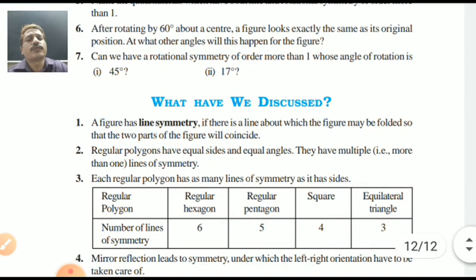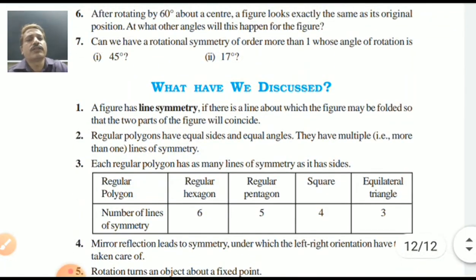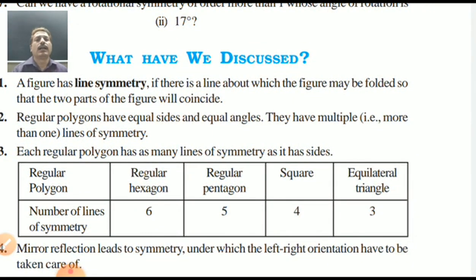Now what we have discussed, we can see very important points are there. Let's discuss them very fast. Line of symmetry: a figure has line symmetry if there is a line about which the figure may be folded so that the 2 parts of the figure coincide. Coincide means one on top of the other, like my hand: when you look, you will see only one hand, but behind it is my other hand. Yes, it can be seen from here, when I open it you can see that exactly.